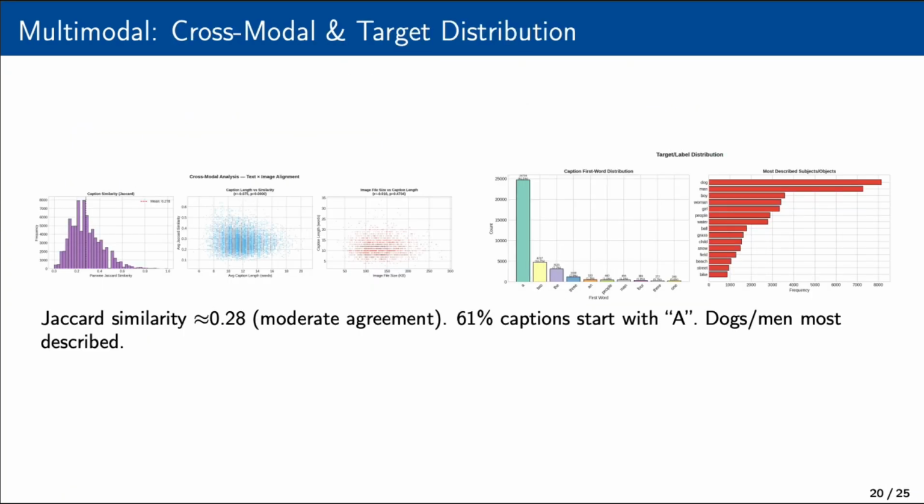Cross-modal analysis using pairwise Jaccard similarity between captions for the same image gave a mean of approximately 0.28, indicating moderate but not strong inter-annotator agreement. This means the 5 captions per image describe the same scene but often focus on different details.